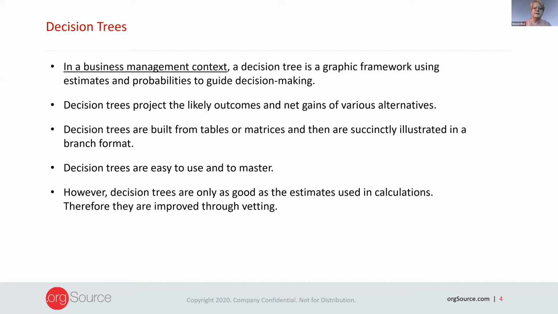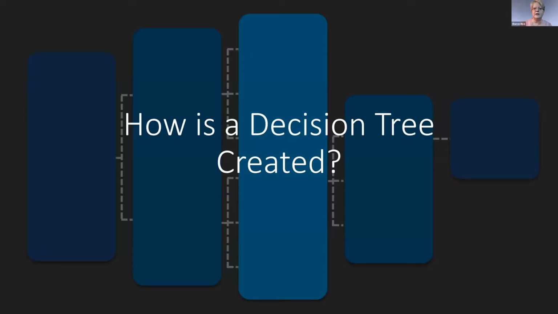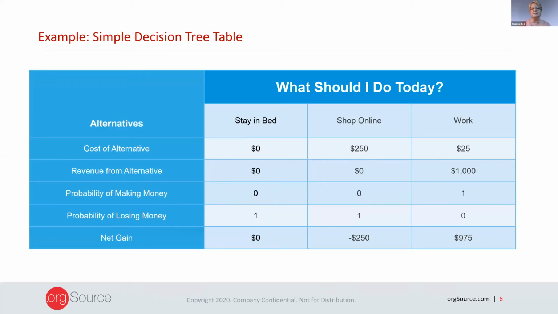All right, so how is a decision tree created? We're going to start with a very simple example, and the question that we're dealing with here is, what should I do today? I have a table that I've set up here with my alternatives. You can see in the columns, I have the choice. I can stay in bed, I can shop online, or I could actually work. Those are my alternatives.